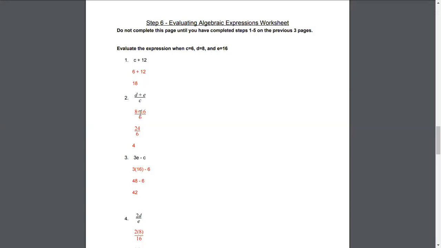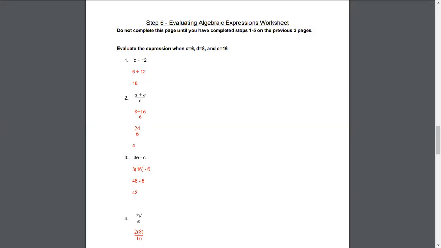For number 2, I would like you guys to show me your steps. I know it gets a little tricky typing, believe me, rather than just writing it. So what I would like to see is that you knew to do 8 plus 16. We have to do that first, and then we end up with 24 over 6. We know our fraction bar means division, so 24 divided by 6, and that quotient 4 is our final value.